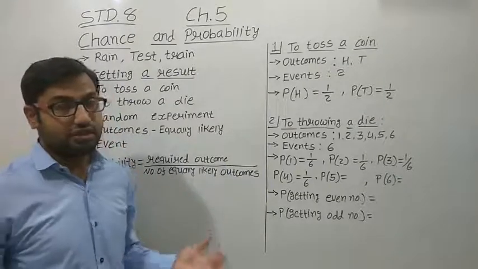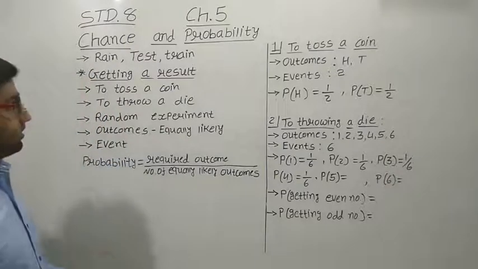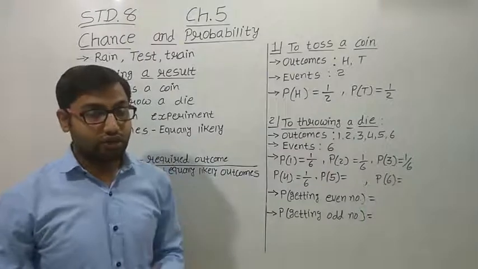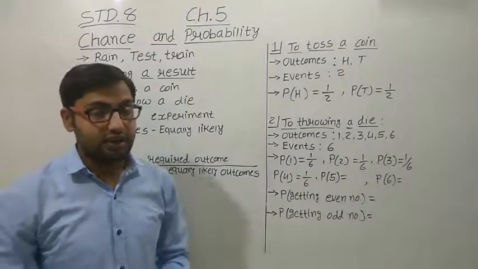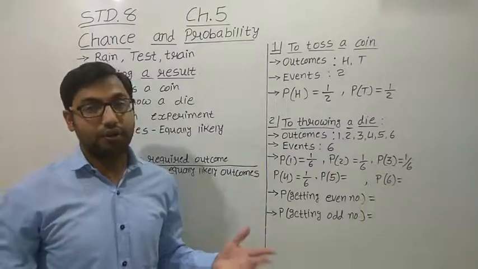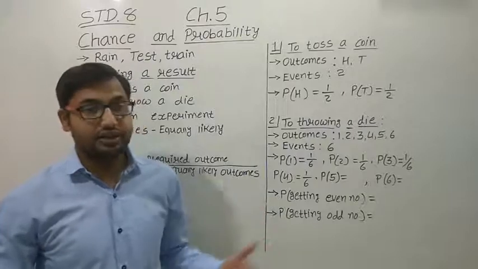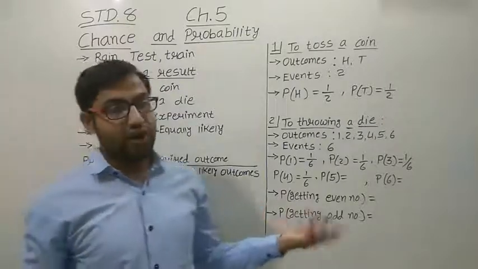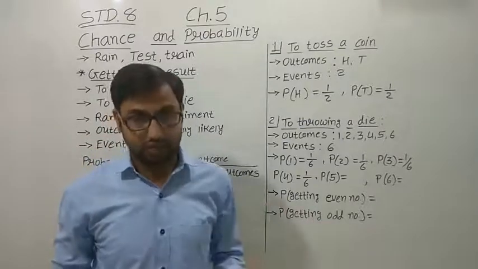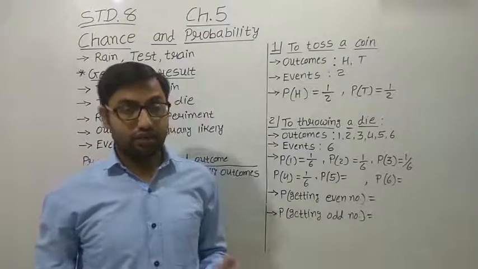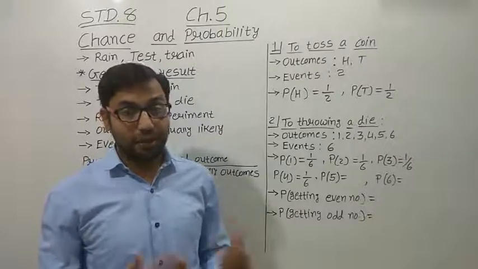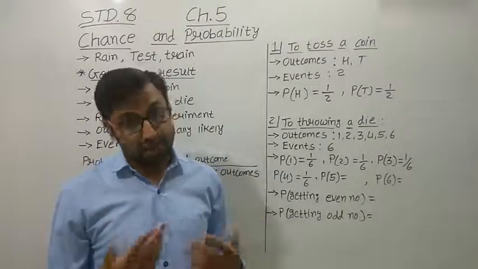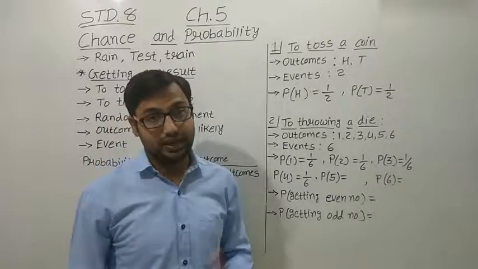So let us see some examples. Currently it is the rainy season, right? So what will happen in the rainy season is that it does not always rain every day. If there is no rain for 4 to 5 days, it does not mean that on the sixth day also there will be no rain. It may be possible that on the sixth day there is rain.